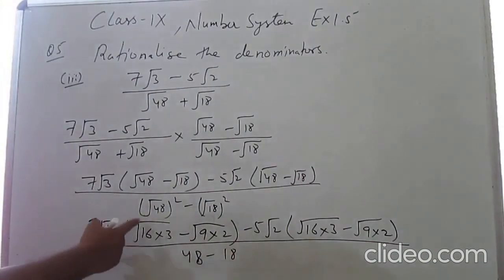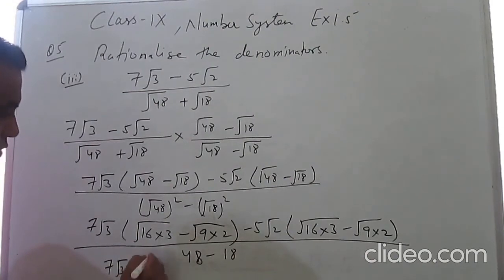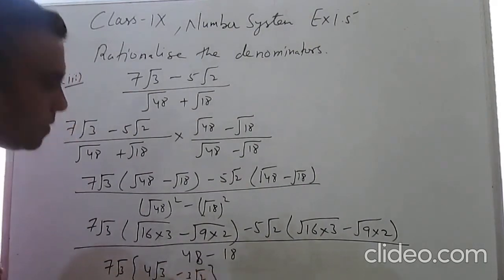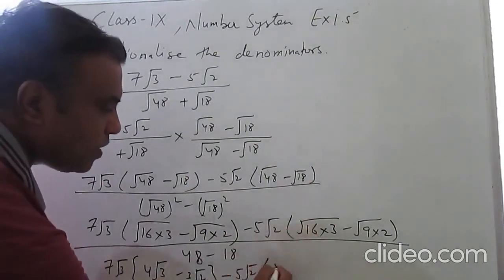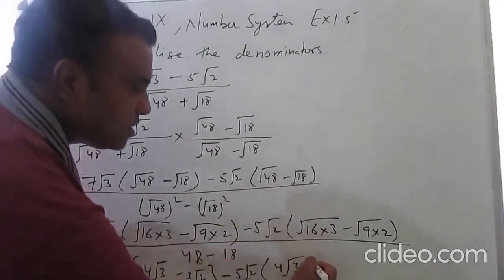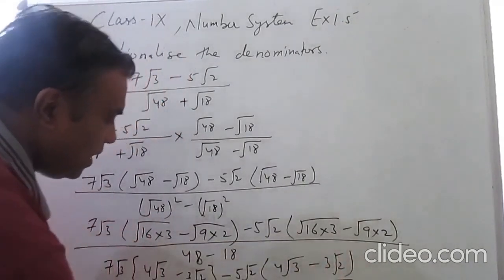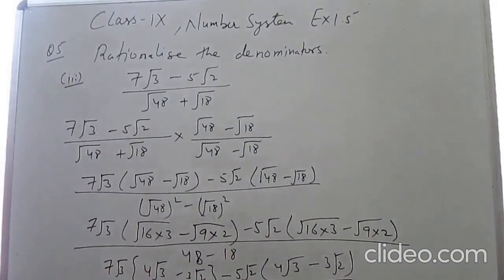Now see here, what is the square root of 16? 4. So 4 will come out. 4 root 3 minus 3 root 2 minus 5 root 2. The square root of 16 is 4. We don't find the square root of 3, so keep it as it is. The square root of 9 is 3 and root 2 as it is. Upon 48 minus 18 is 30. I think till here you understand. Now I will do it here.